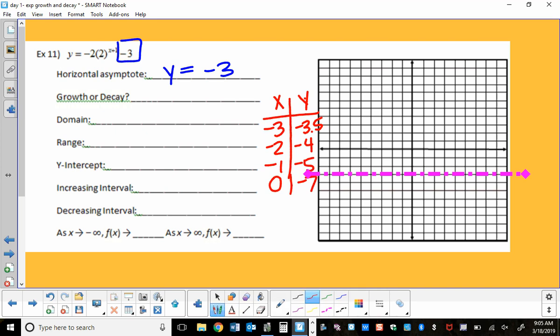1, 2, 3. So this one's going to be below the asymptote. This is a little different. We have -2, -4, -1, -5, and 0, -7. That's what your graph should look like.